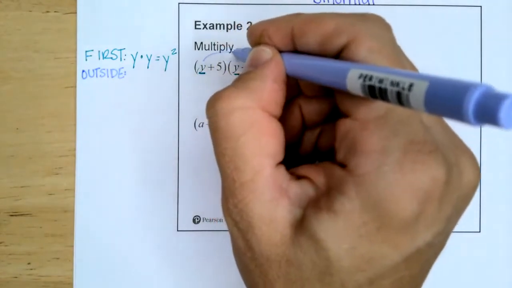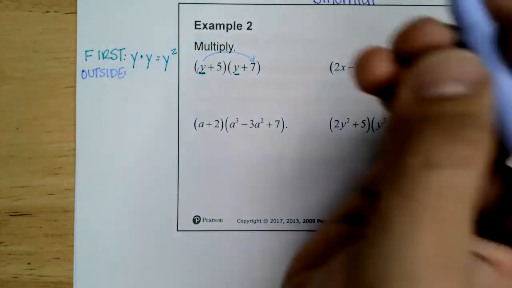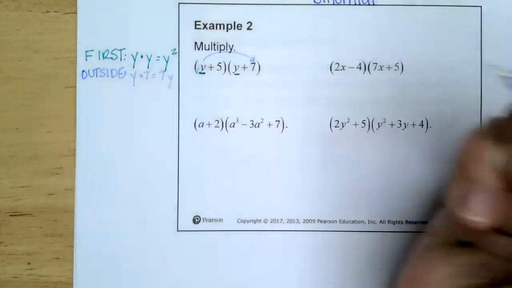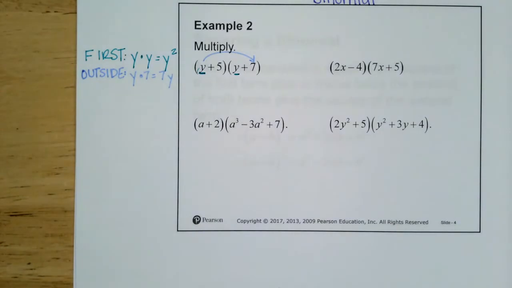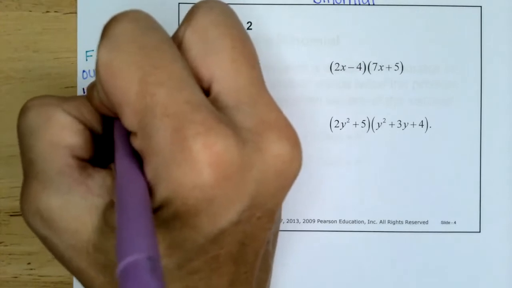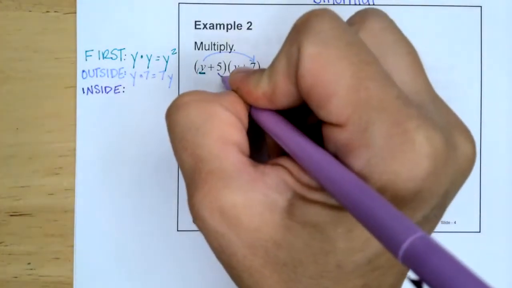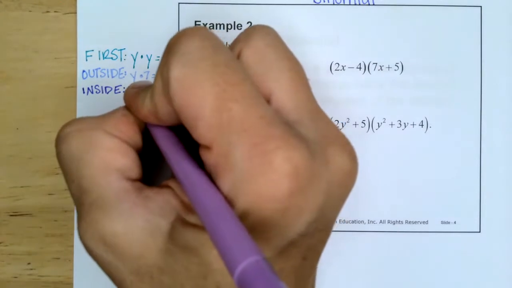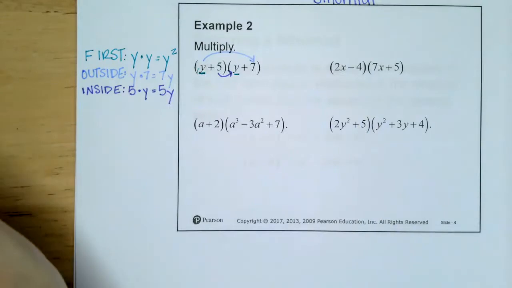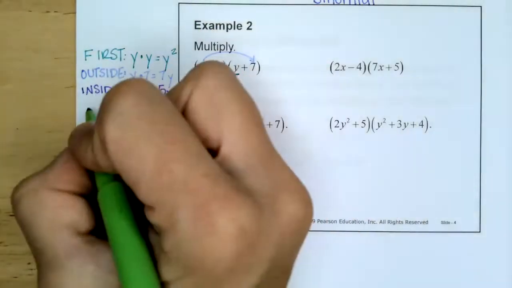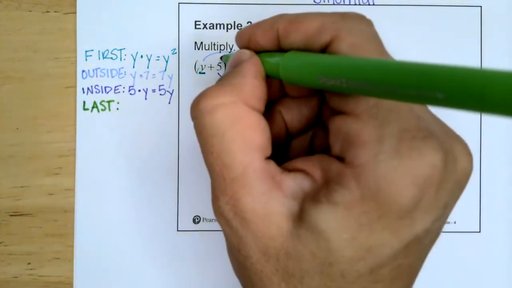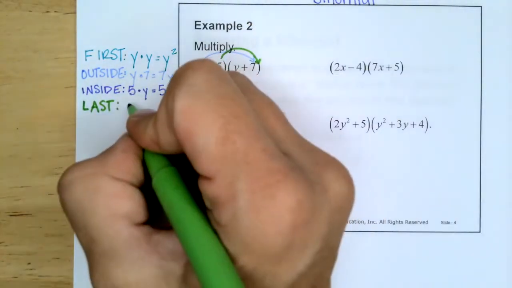Outside means the y times the 7. That gives you 7y, right? Inside means the 5 times the y. And then last. Last means 5 times 7.